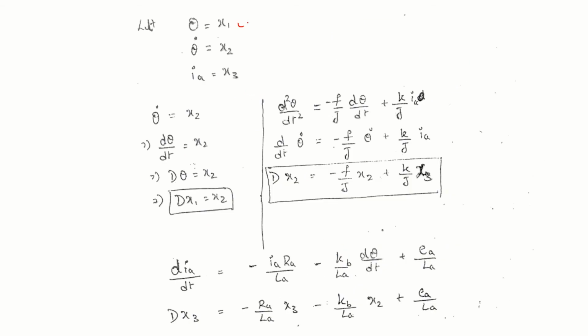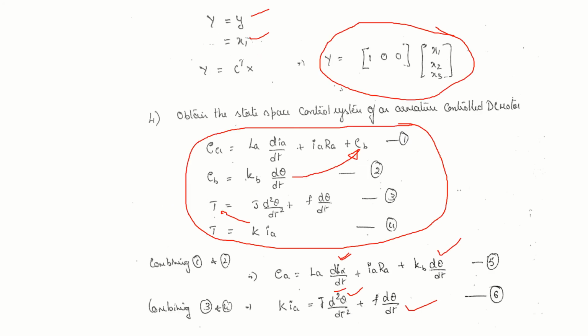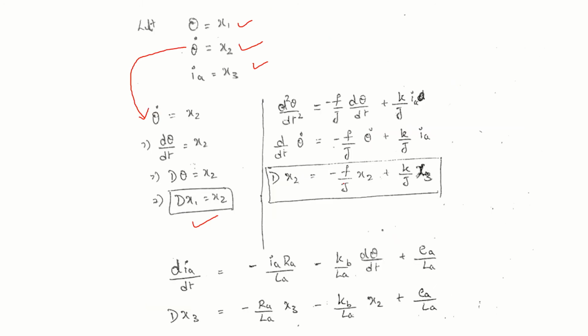That's why I have taken theta equal to x1, theta dot equal to x2, IA equal to x3. Now theta dot equal to x2, so d theta by dt equals x2, and you got this equation. Go to this d square theta by dt square equation and write the state equation for this. So you'll get the second state equation. Go to the first differential equation and you will get this state equation.